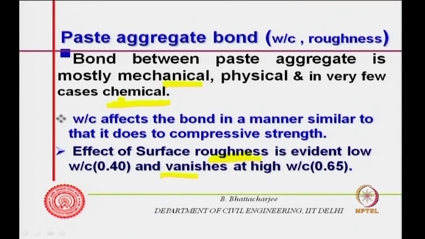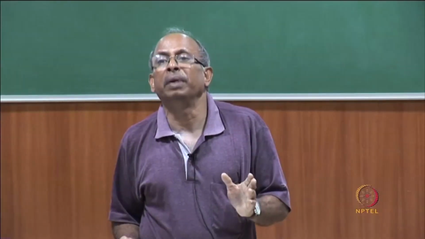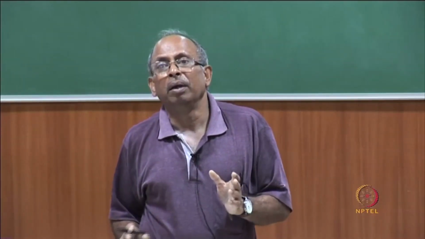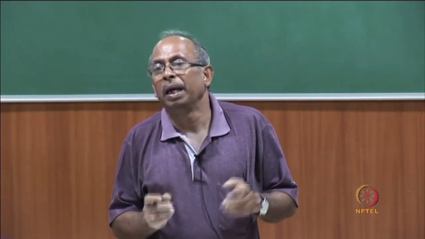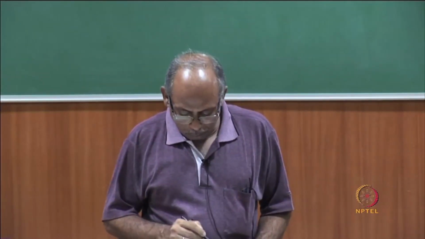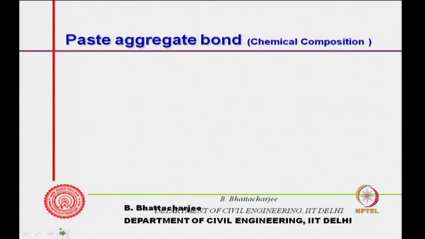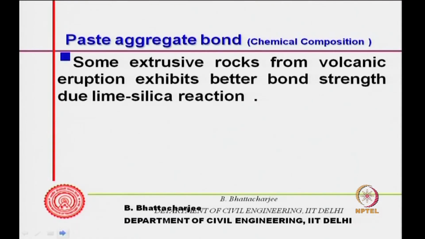Now, testing this is not very easy, effect of roughness, but some tests have been done. For example, bond is created between aggregate surface and the paste, and then they try to find out through a pull out kind of a test, and some results are available. Typically, we will just show it in a kind of table. So, some results are available.